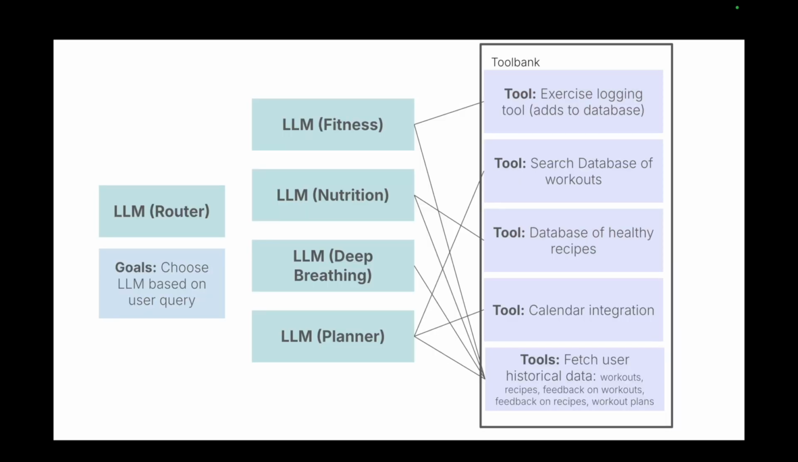This is another one. We could have an LLM router that chooses another LLM based on a user query, and we would then have 4 LLMs for each of these different tasks or topics, and then tools that are provided to each of those LLMs. And so you call that LLM, and then it runs the specific tools. And then it provides a response.